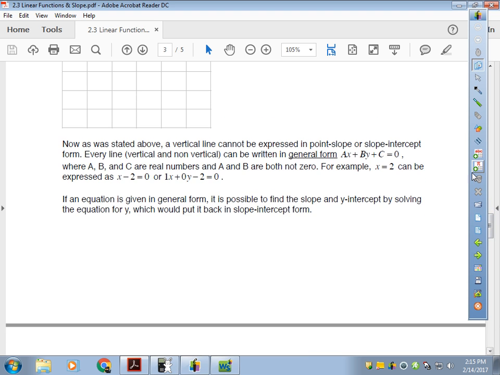Now, any line, vertical or not vertical, can be written in what's called the general form of a linear equation, which is ax + by + c = 0. a, b, and c are all real numbers, and a and b can't both be 0. Either a is 0 or b is 0. It's one or the other.